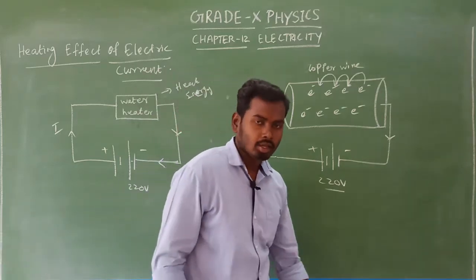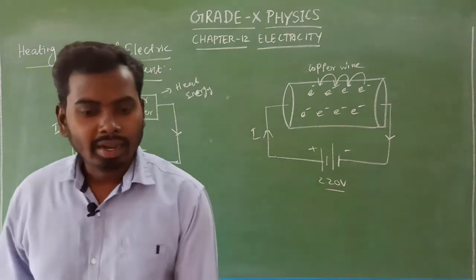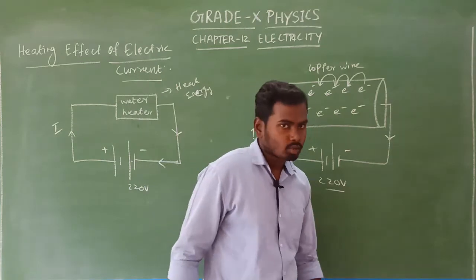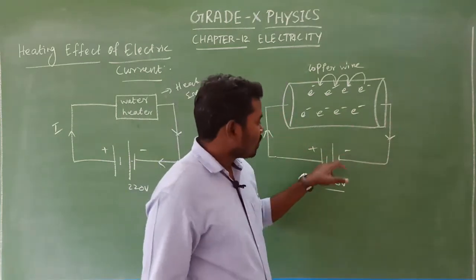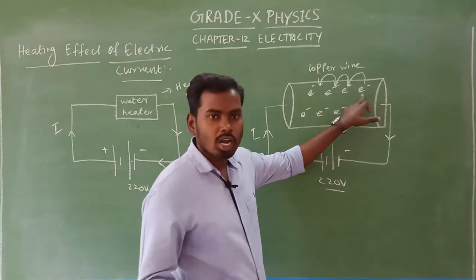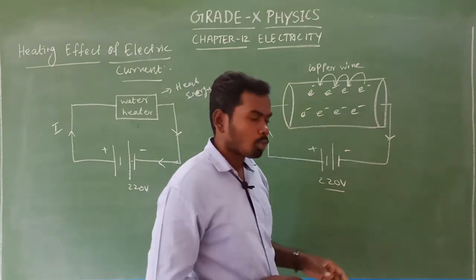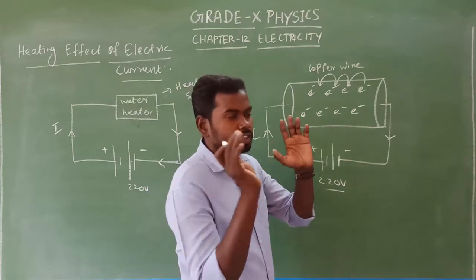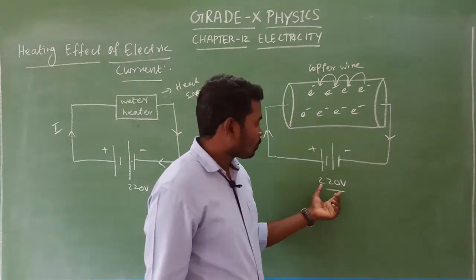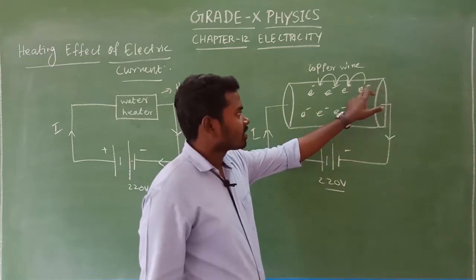Is it clear? So this is the reason why heat energy is produced. Very easy one. When we apply the potential difference, the electrons will start to move. Am I right? Yes, because potential difference is a kind of pressure which pushes all the electrons to move in a particular direction, isn't it? So when we apply the potential difference, the electrons will start to move.